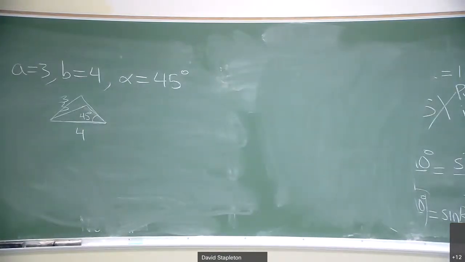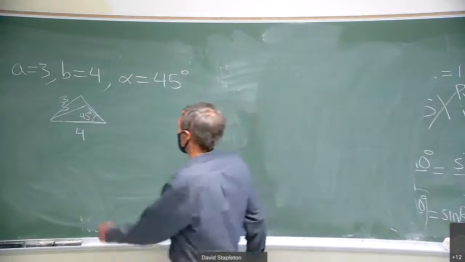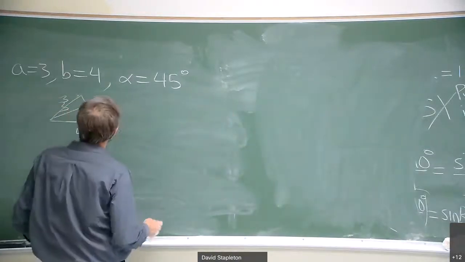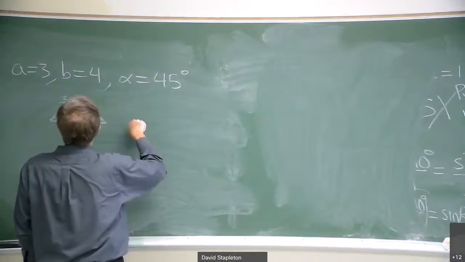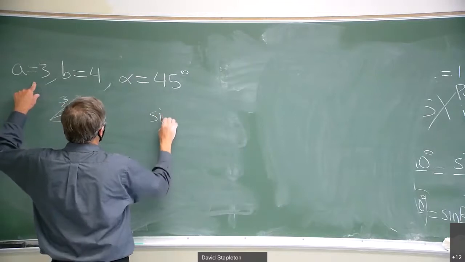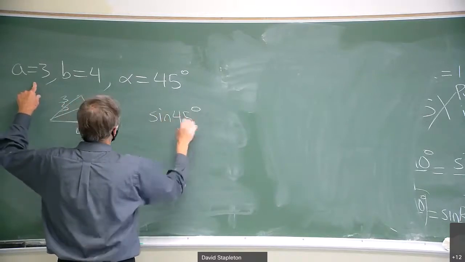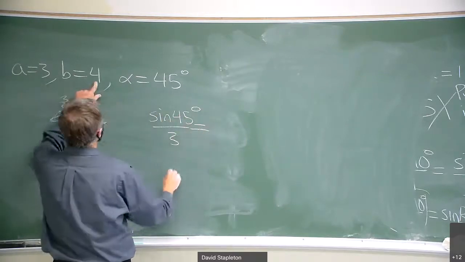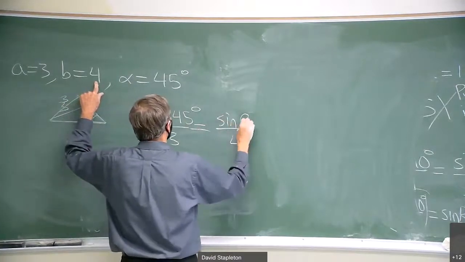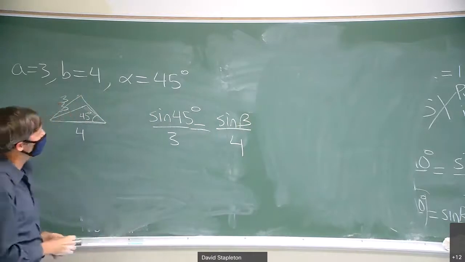What do we do in the side angle case, right? Again, you can see this is side followed by angle. So it's the ambiguous case here. We'll take the side opposite the angle we know: sine 45 is to 3 as, and we want to put this one on the other side, b is 4, so it must be sine beta is to 4. Now we know the 4 quantities, we can solve for beta.